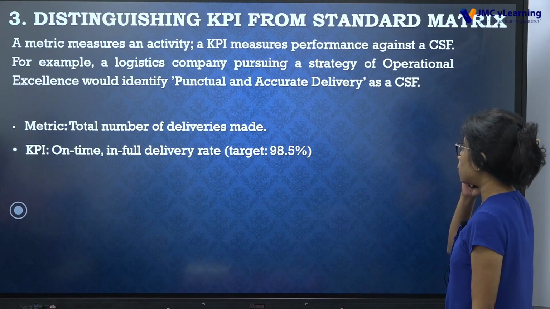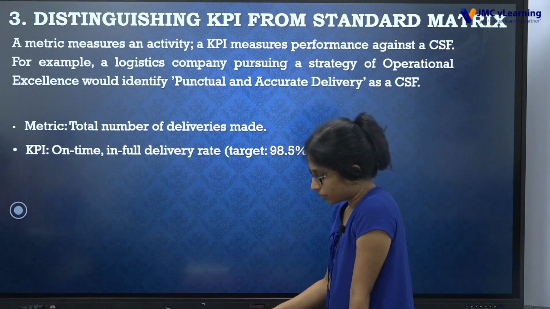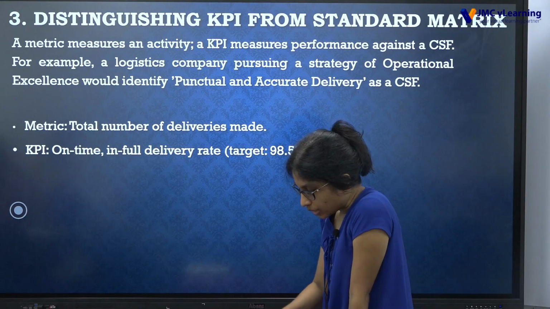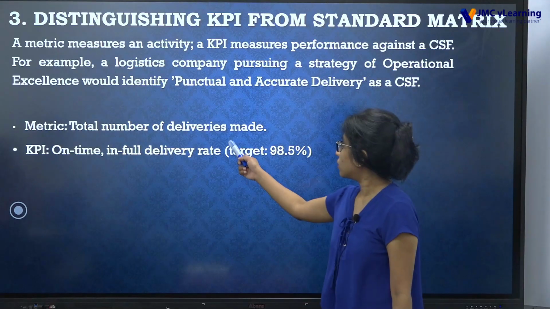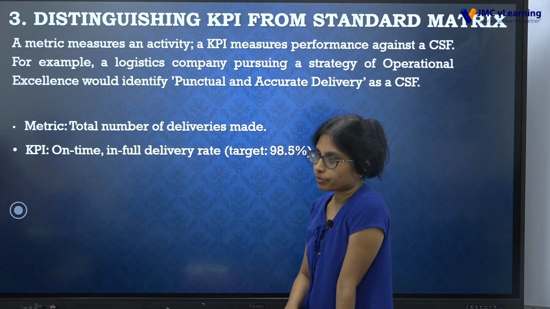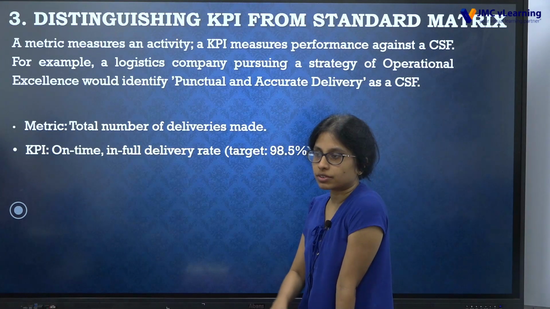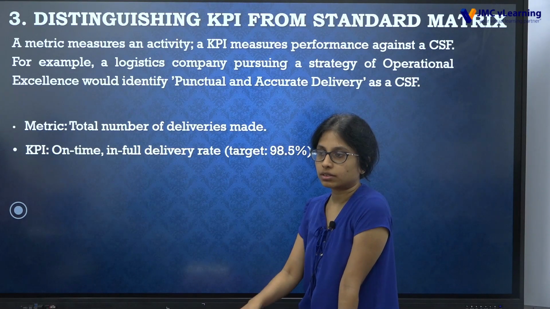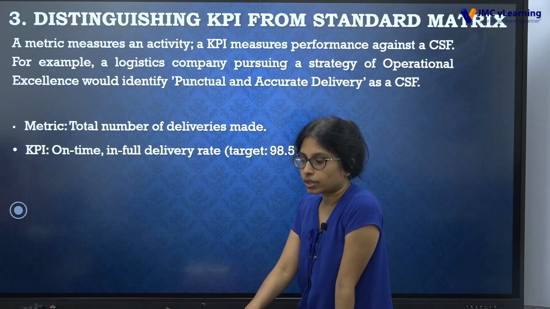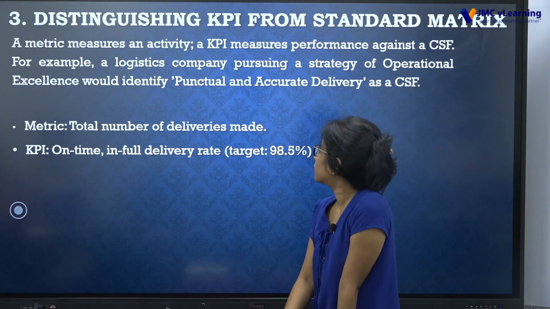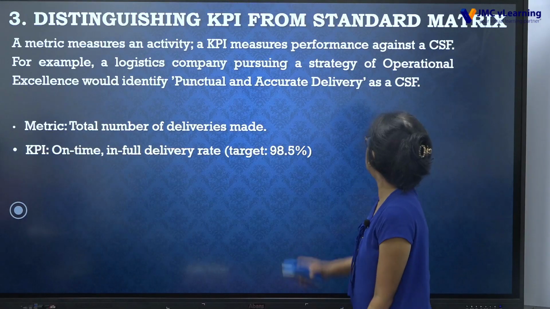Next one, distinguishing KPIs from standard metrics. Standard metrics are just a number, likewise, total number of deliveries made. That doesn't give you any information. You have delivered this many to this many customers. That's a simple thing. What you have to focus on is the critical success factors, CSF.